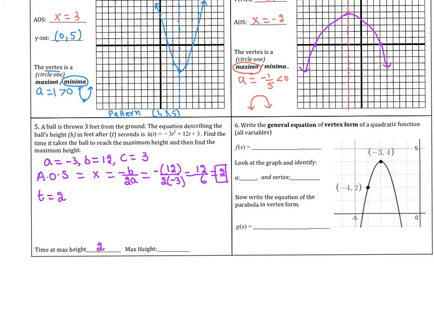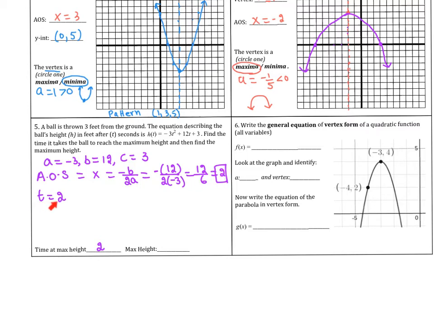We are going to identify a, b, and c. So a is negative 3, b is 12, and c is 3. Now we are going to find the axis of symmetry so that we can find the t or time at maximum height. To find the axis of symmetry or t, you're going to use the formula negative b over 2a, where b is 12 and a is negative 3. When you solve it, you get t as 2.